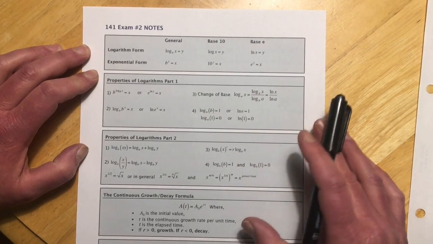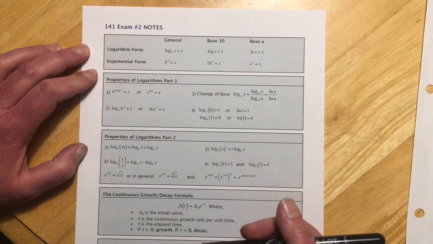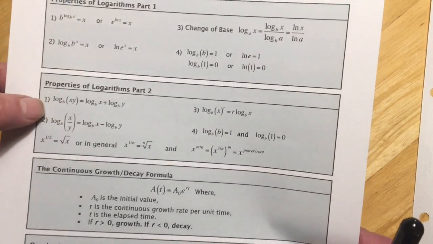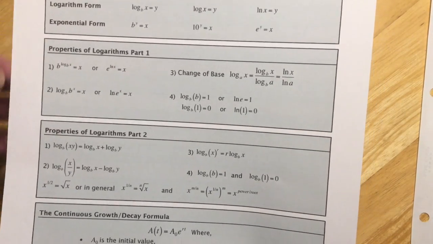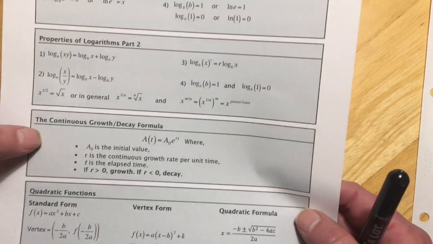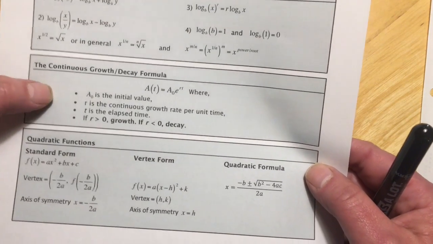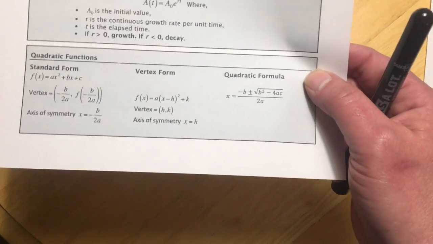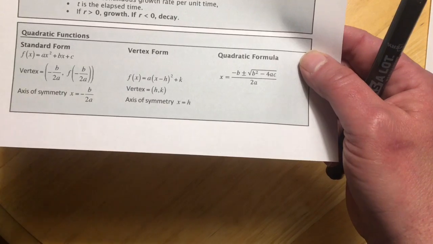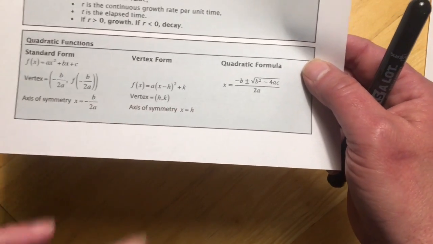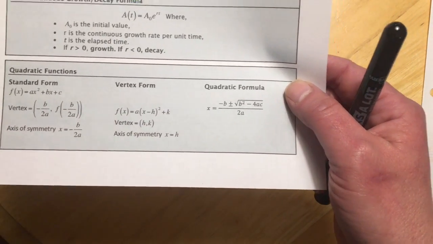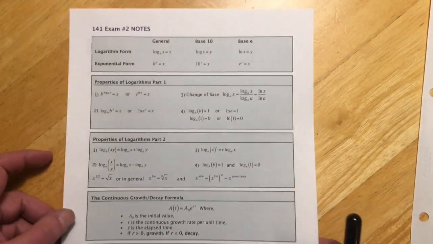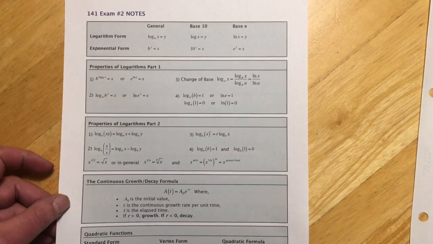If you're taking my class, then I have a sheet of notes that comes with the exam. It has on it all the properties of logarithms from 4.3 and 4.5, the continuous growth decay formula that we were using in 4.7 to do those application problems, and from section 3.2, standard and vertex form with the definitions for quadratics and the quadratic formula. So that's all the stuff you don't have to memorize for the test. This will be with the test.